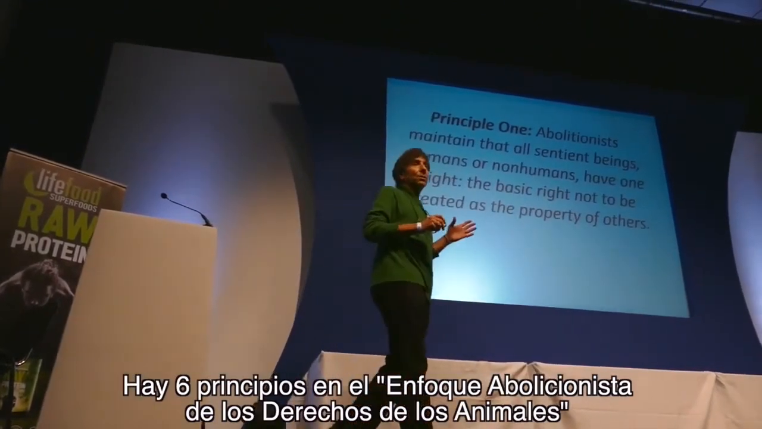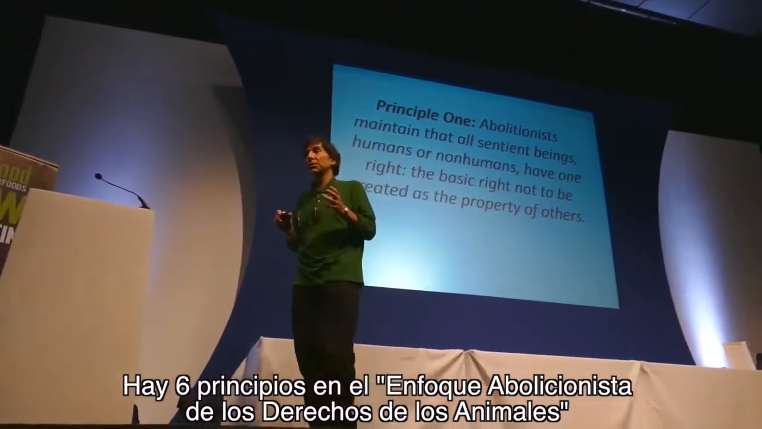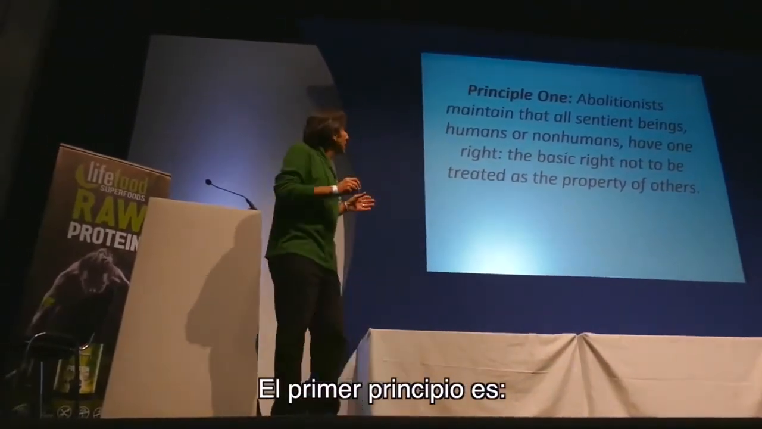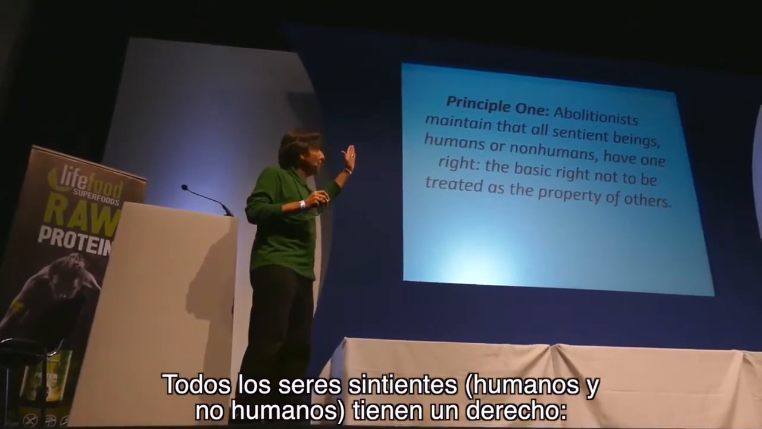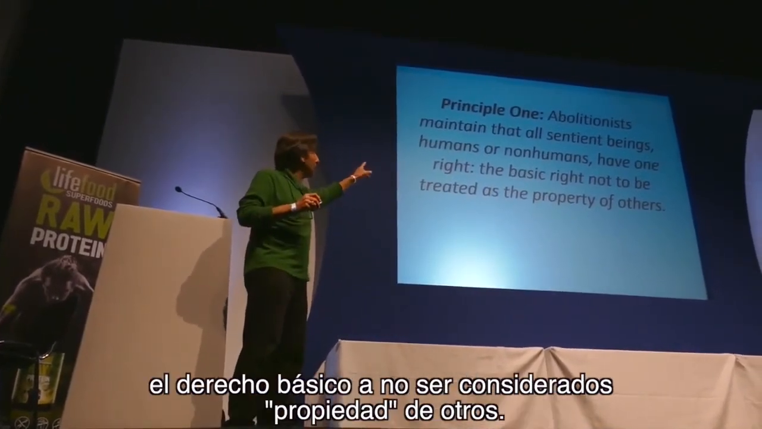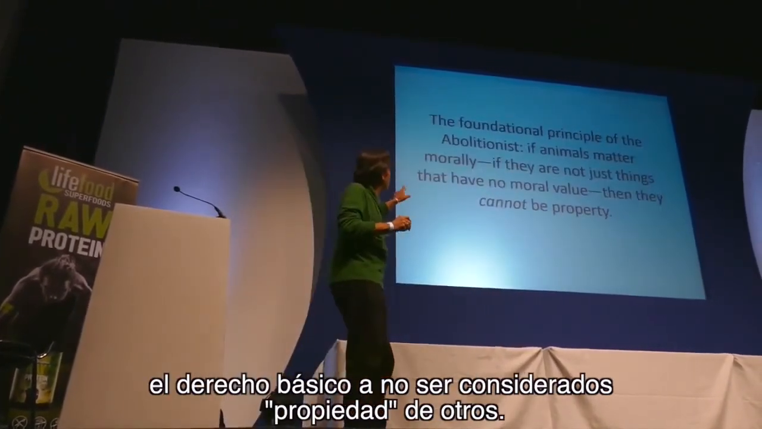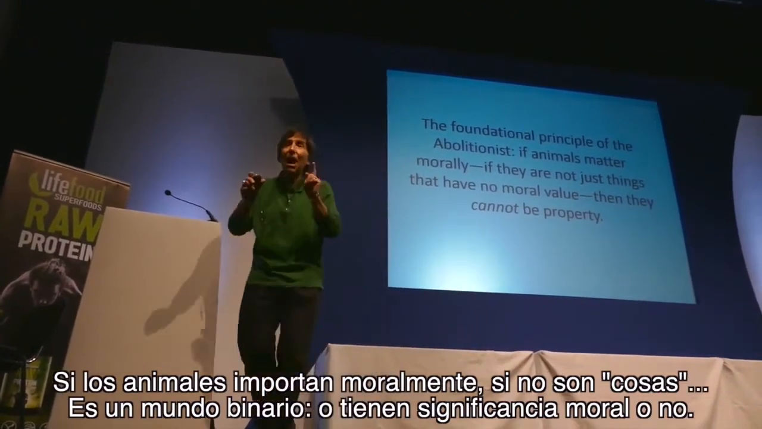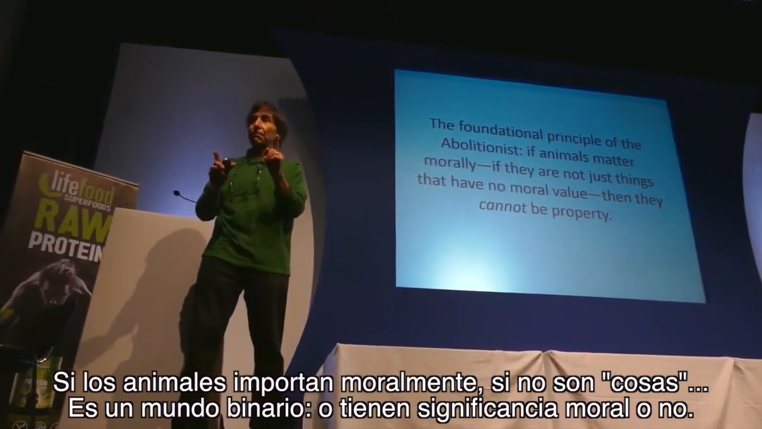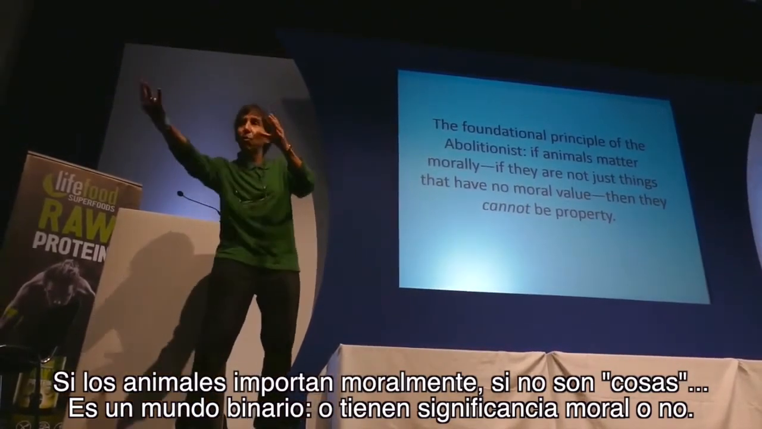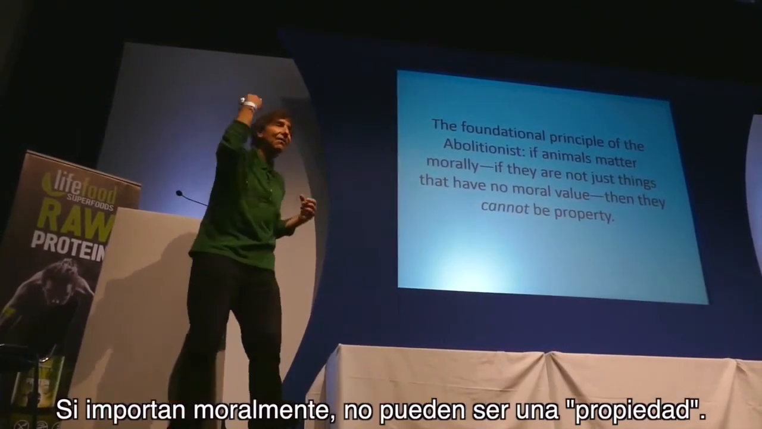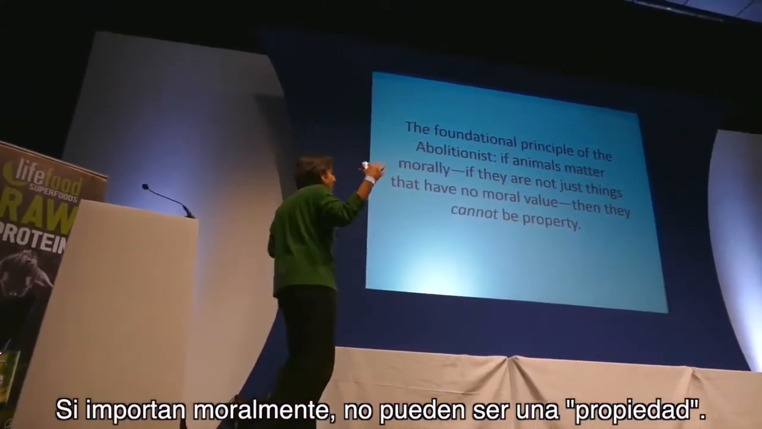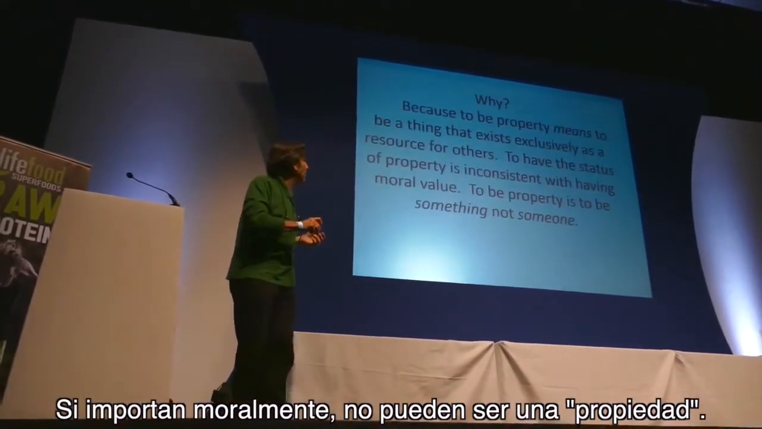There are 6 principles with the abolitionist approach to animal rights. The first principle is that all sentient beings, humans or non-humans, have one right, the basic right not to be treated as the property of others. If animals matter morally, if they are not things, it's a binary world. They either have moral significance or they don't. If they have moral significance, they cannot be property.